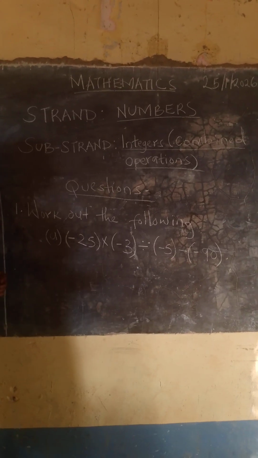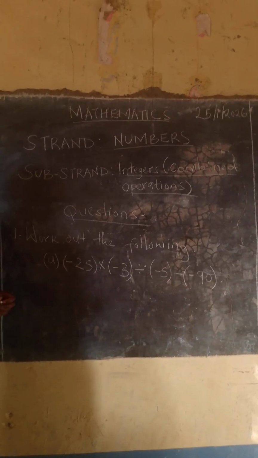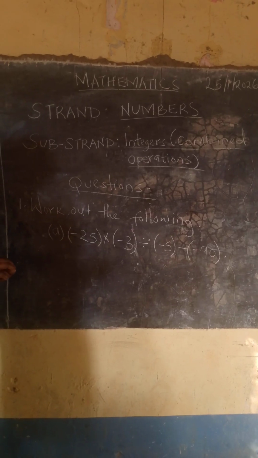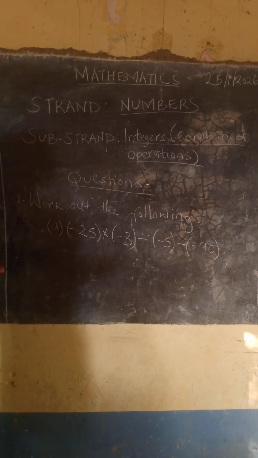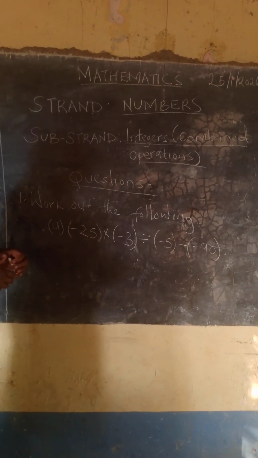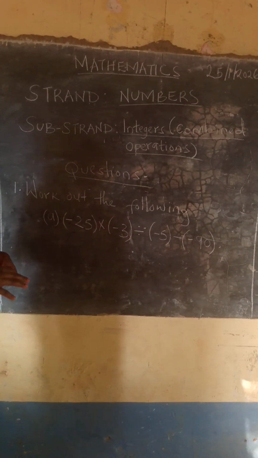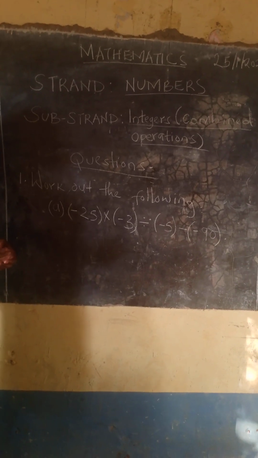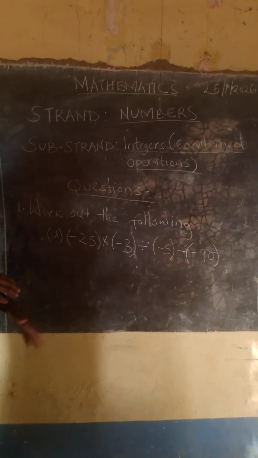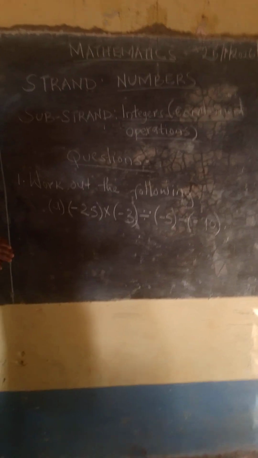So today we are going to learn about numbers. As you can see, this is the first strand in grade 9. The first substrand, integers. On integers we have addition of integers, subtraction of integers, then combined operations. And combined operation is a combination of subtraction, addition, multiplication, and division.